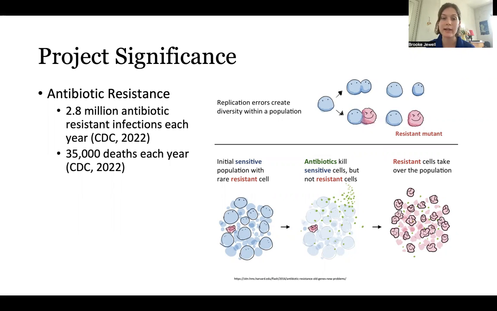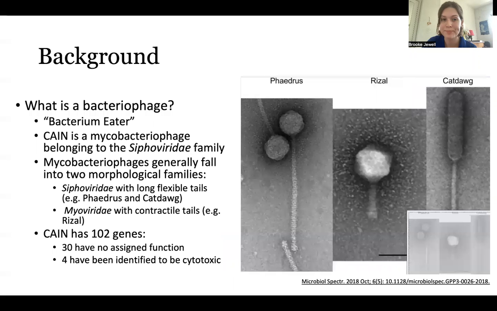Bacteriophages in recent case studies have been shown to be potentially an alternate to antibiotics, so this is extremely important information. So let's go over what is a bacteriophage. A bacteriophage is essentially a virus that uses mycobacterium as a host for reproduction and survival. Cain belongs to the Siphoviridae family. Typically, mycobacteriophages belong to the Siphoviridae or Myoviridae family. Cain has 102 genes, 30 have no assigned function, and 4 have been identified to be cytotoxic.